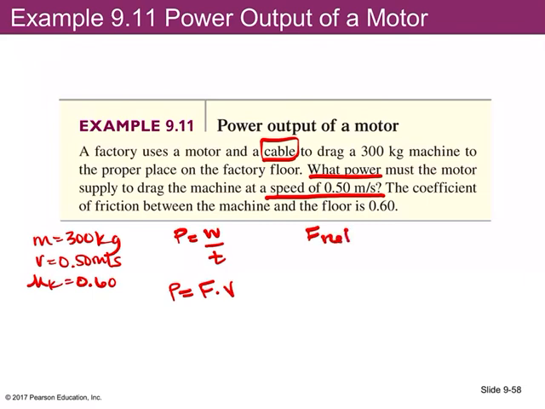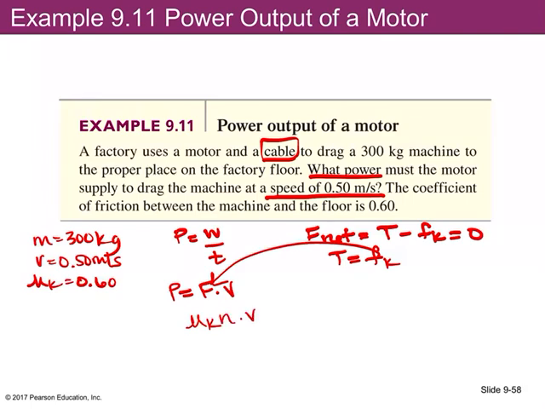Well, it says that there's a cable. So typically a cable is like a tensional force. And we also know that there's friction involved. It's at an equilibrium, so we set it equal to 0. So tension is actually equal to the kinetic friction. Well, could we find the kinetic friction? Yeah. We have all of the information for that. So let's plug that into our force here.